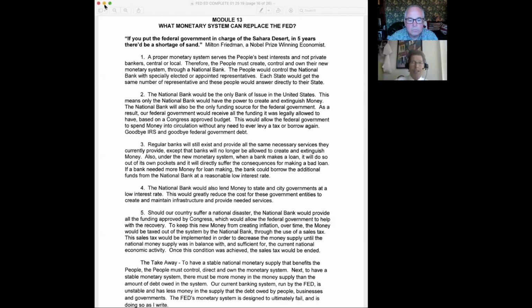Spend it into circulation, fix all the problems. Well, if you have too much money in circulation based on the level of the economy, you get inflation, which means the national bank could then implement, it could be national, local, or regional, whatever, in essence, a sales tax. The sales tax is not to raise any kind of revenue or income. It's just to extinguish money out of the system until the supply is equal to the economy. Sales tax goes away, we go along our merry way.